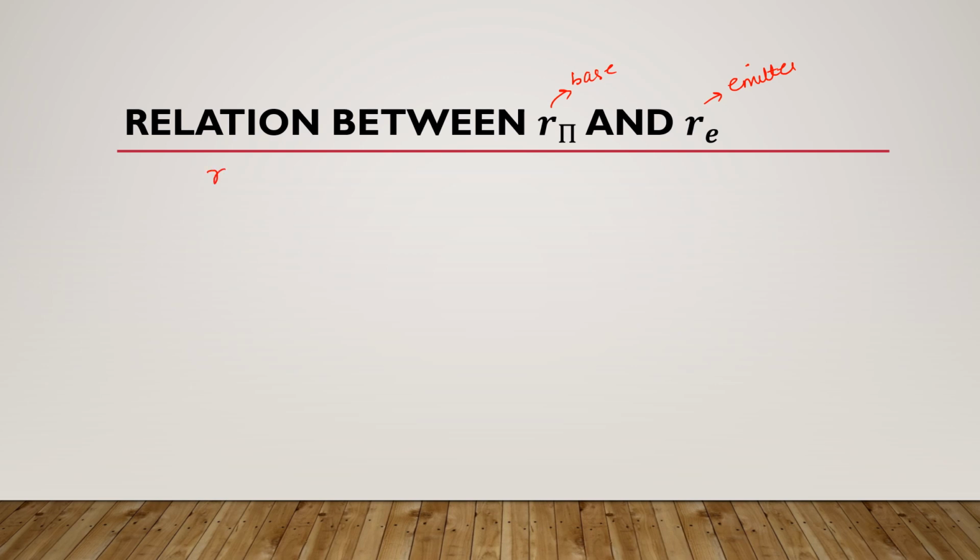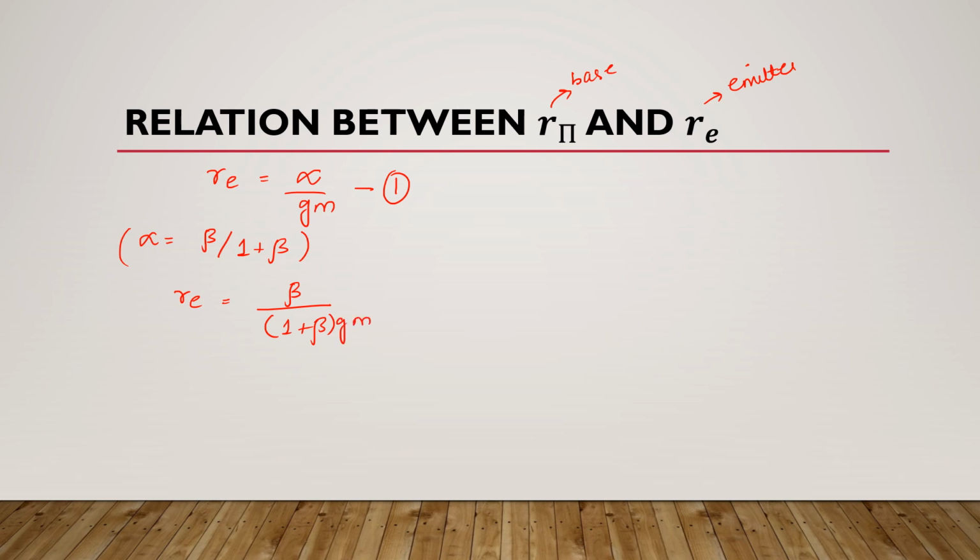We know that Re is equal to alpha divided by transconductance. We know that this alpha is equal to beta divided by 1 plus beta. Now if we put this value of alpha in this equation number 1, we get Re is equal to beta divided by 1 plus beta multiplied by 1 upon transconductance.